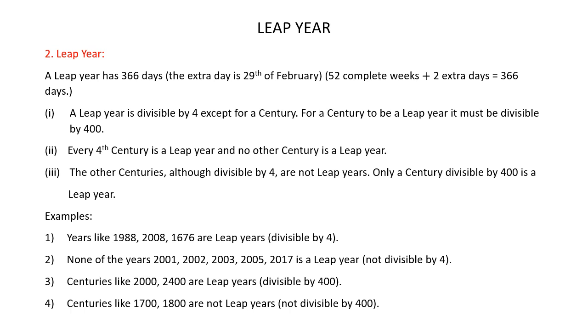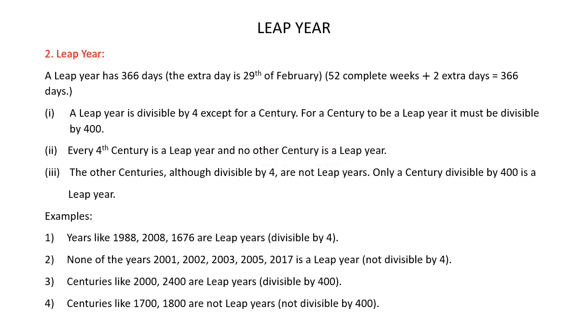Now centuries like 2000, 2400 are leap years because they are divisible by 400. But centuries like 1700, 1800 are not leap years because they are not divisible by 400. Every fourth century is a leap year and no other century is a leap year.